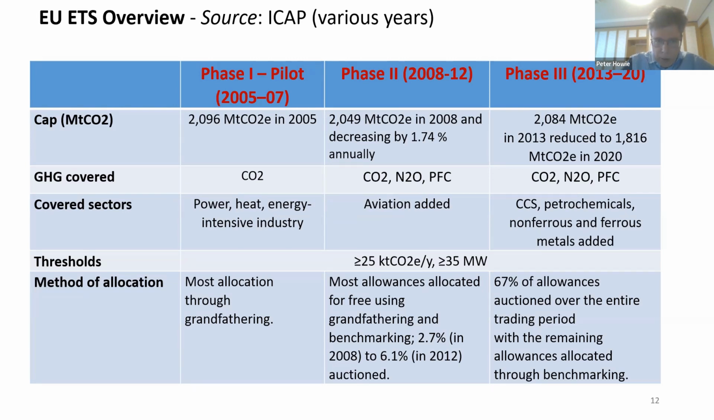Now, similar to the pilot in Kazakhstan, most of the carbon allocation in the EU was through grandfathering. In phase 2, there was grandfathering and some benchmarking and a minor amount of auctioning of allowances. In phase 3, auctioning grew quite considerably, so that almost two thirds of the allowances were auctioned. And so the firms actually had to pay. They had to actually pay for the rights to pollute carbon dioxide.